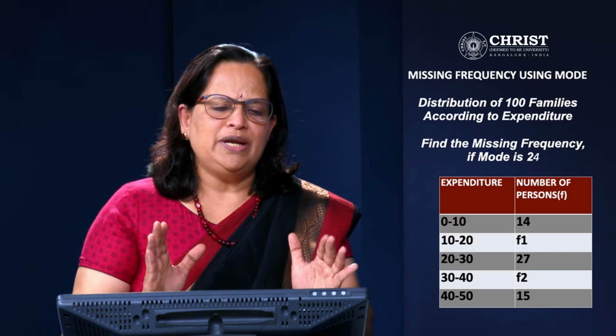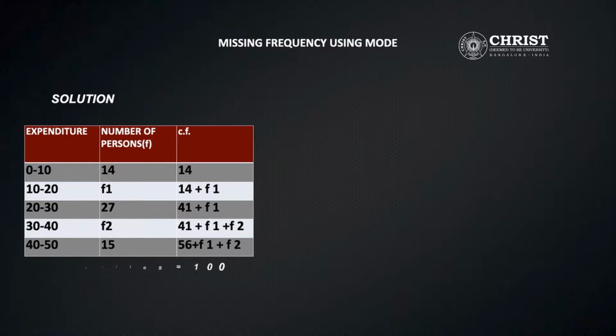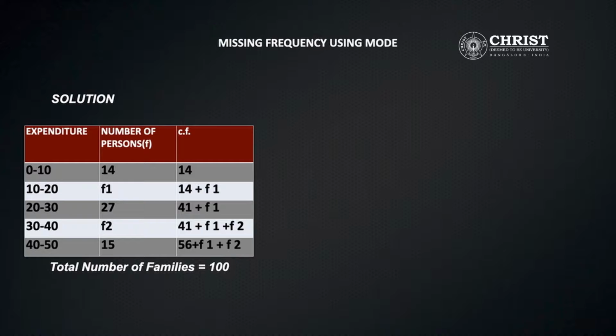How we calculate for median, you have to form the table. So the frequency values are there and cumulative frequency values. First value will be 14. You know that cumulative frequency meaning adding the next frequency value with this value. So the next value will be 14 plus F1. Next is 14 plus F1 plus 27, that is 41 plus F1. Next is 41 plus F1 plus F2. Next is 41 plus F1 plus F2 plus 15, that is equal to 56 plus F1 plus F2.